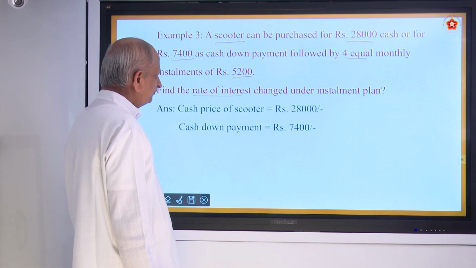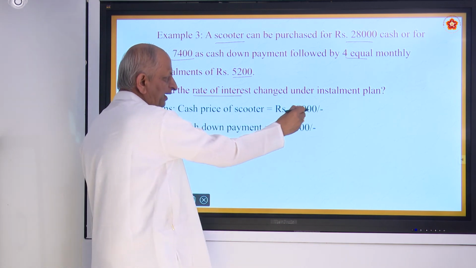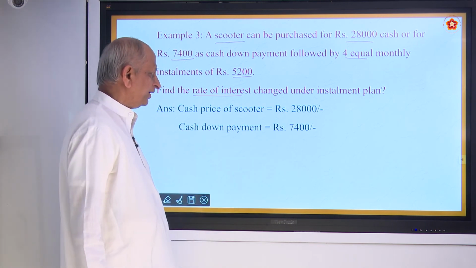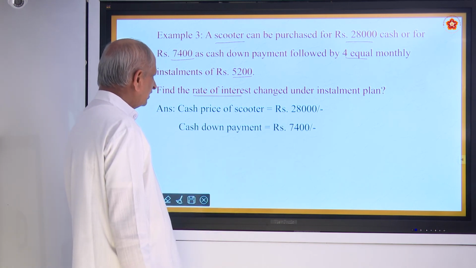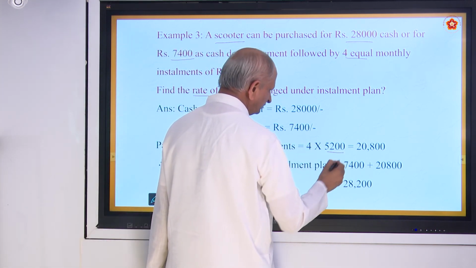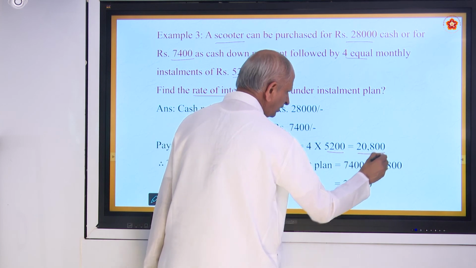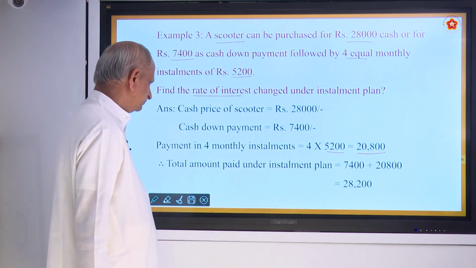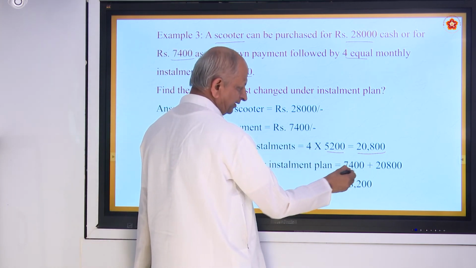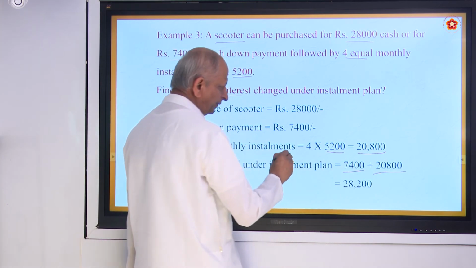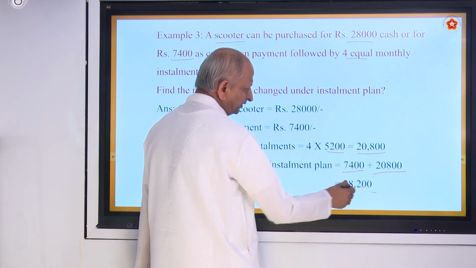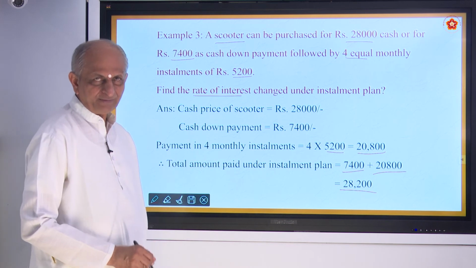So here the cash price is 28,000 rupees. In that, the cash given on the spot is 7,400. And there are 4 installments. So one installment is 5,200 into 4, 20,800. So the total amount paid: this is the cash given, this is the amount given in installments. Add it, it comes to 28,200 rupees. Are you following?